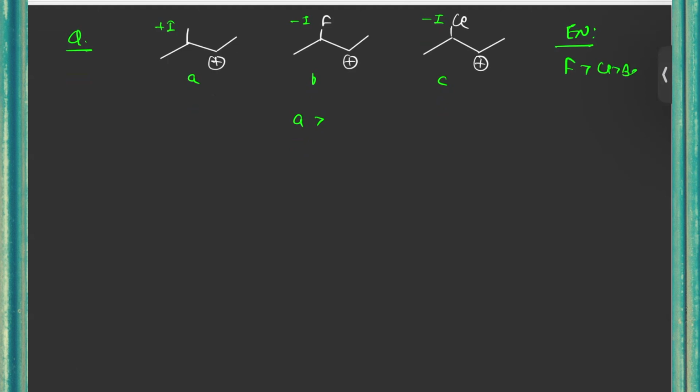Like in the earlier case, electronegativity decreases down the group. When we go down the group, it decreases. So fluorine is having more electronegativity. Fluorine has more withdrawing power. So A, B, C, this is the order. Did you understand this one here?